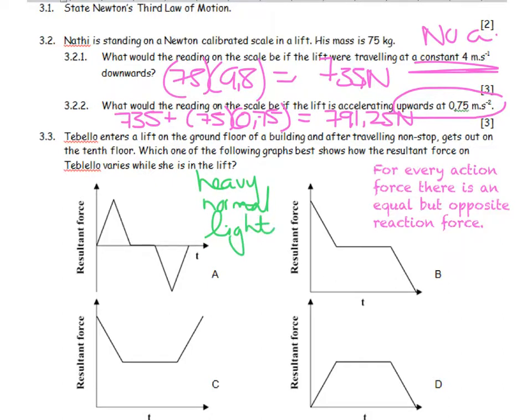So the resultant force on her to feel heavy needs to get bigger first. So this one gets bigger first, and this one gets bigger first. Before she can feel normal, she has to unheavify herself. Oh dear, that one doesn't unheavify herself. Then she feels normal for a bit. Then she feels heavy in the opposite direction, which is light. And then as the lift stops, she gets to a normal position again.